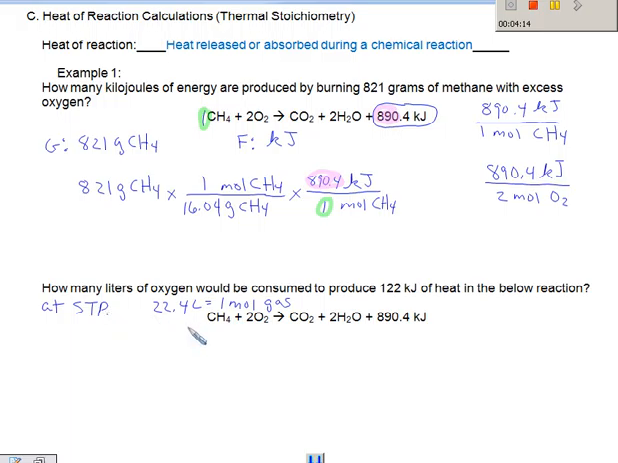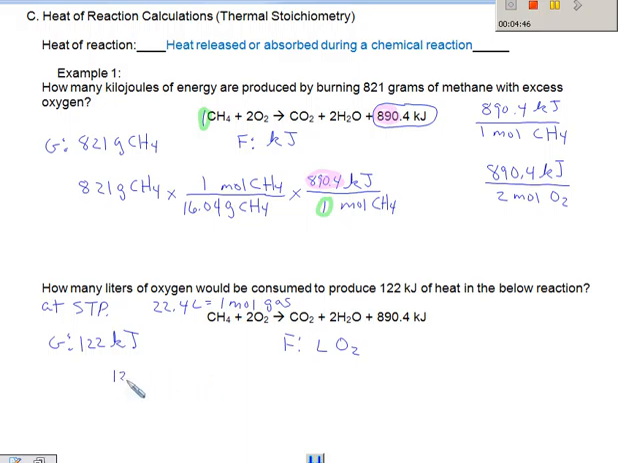All right, let's start off with the given. Our given is 122 kilojoules of heat. And our find, we want to know liters of O2 gas. So it's going to be liters of O2. Remember, go back to your equation to make sure that if they say oxygen, it says O2, that's the form you're going to use. So let's go ahead and start it off.